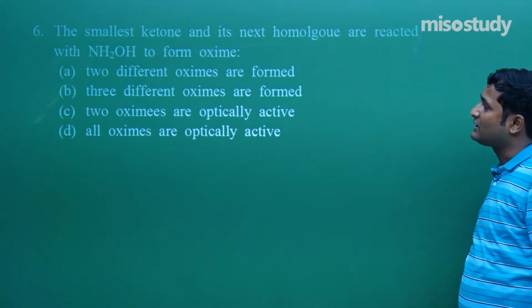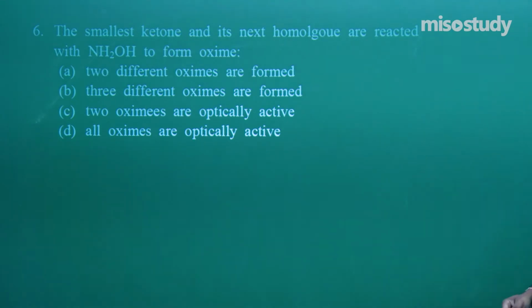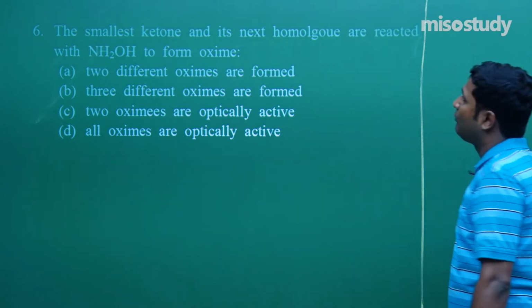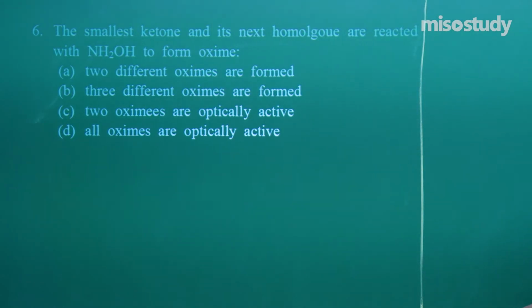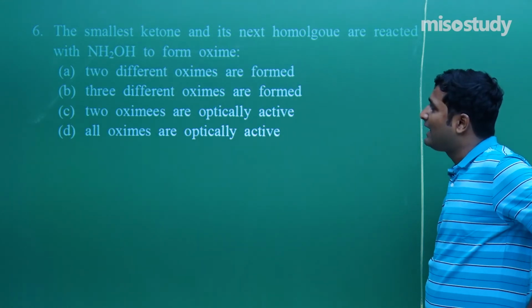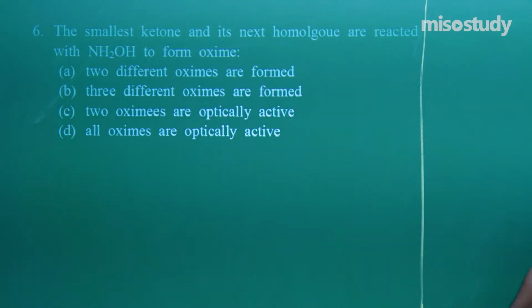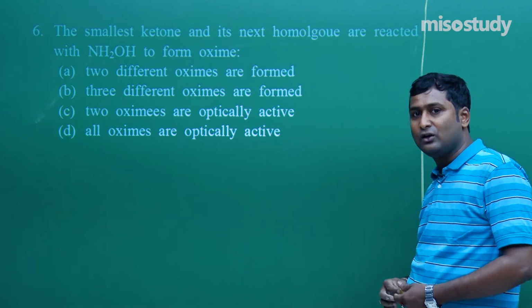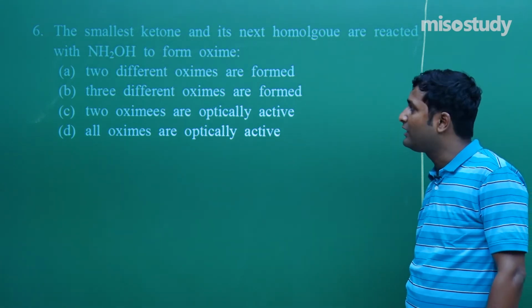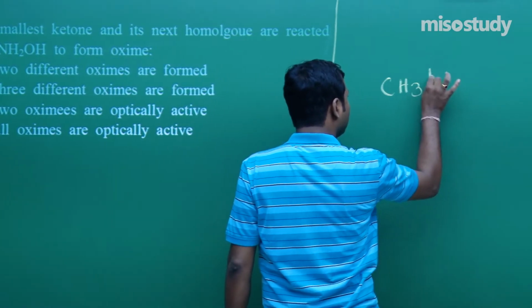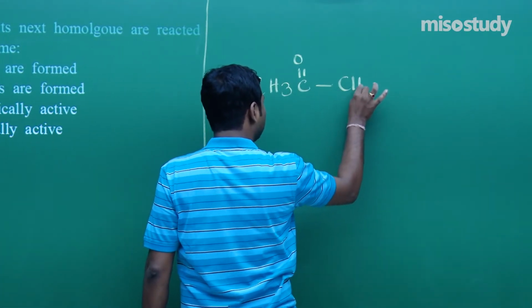The next question is: the smallest ketone and its homologue are reacted with NH2OH to form oximes. Now tell me, it's your turn. That is 2 oximes. Think on it. The smallest ketone is CH3COCH3. Clear to you?